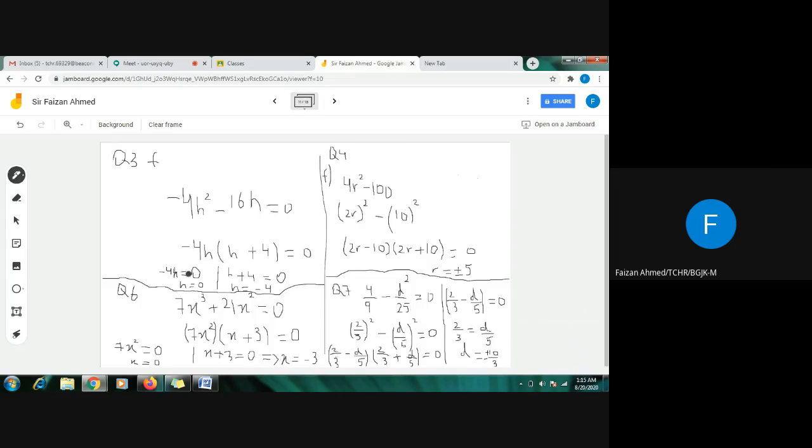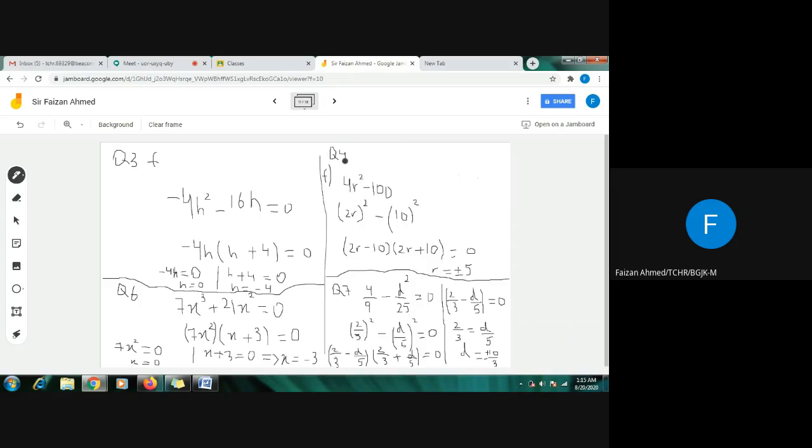Minus 4h equals 0. This minus 4 will go on the other side and divide 0, and the first value of h will be equal to 0. The second one is h plus 4 equals 0. This plus 4 will go on the other side and be subtracted from 0, so the next value of h is minus 4.